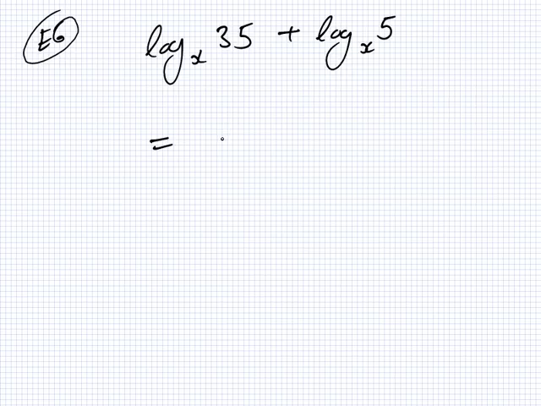Alright. How did I get 175? It was 35 times 5. So what rule was I using? The first, the most important rule. Yes. Okay. Next now.